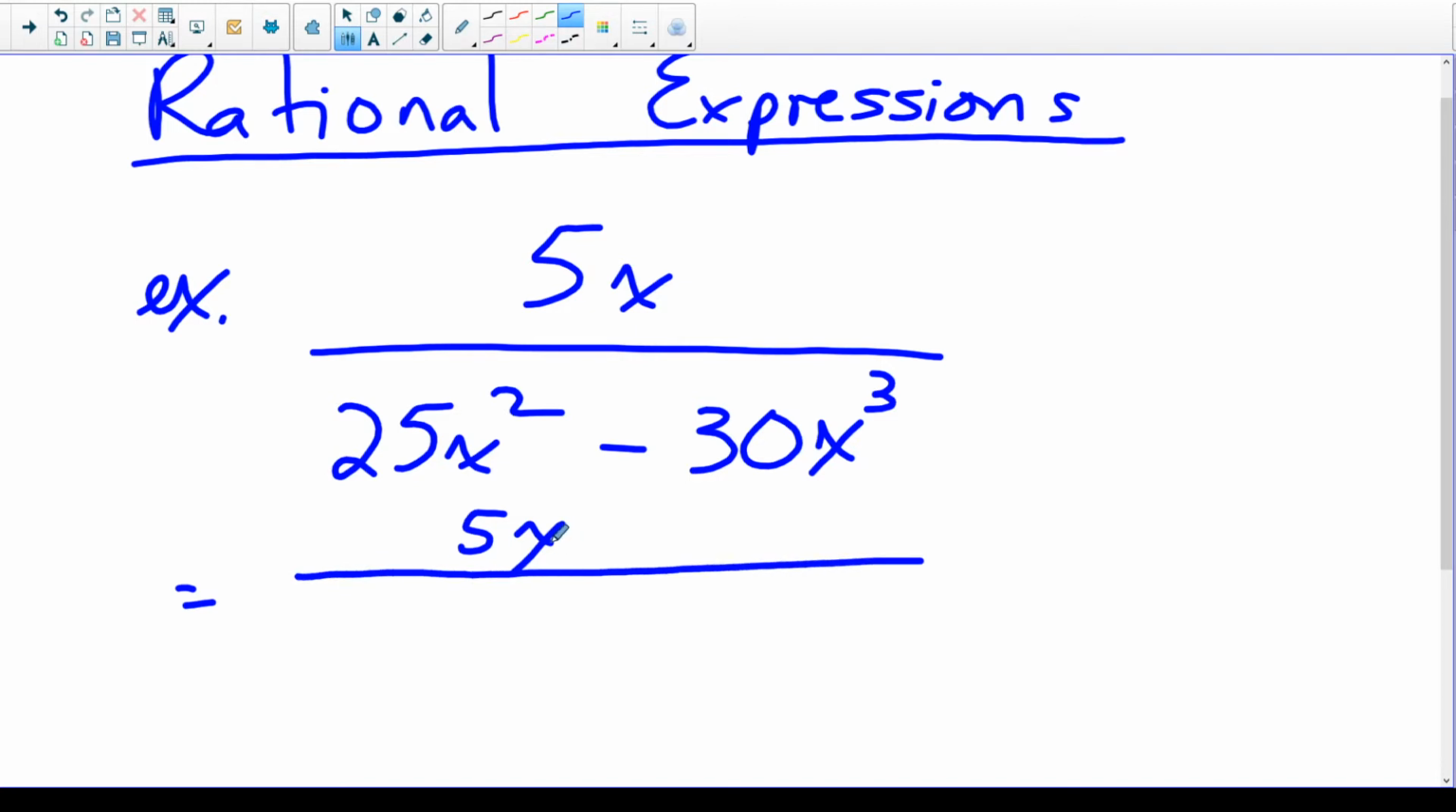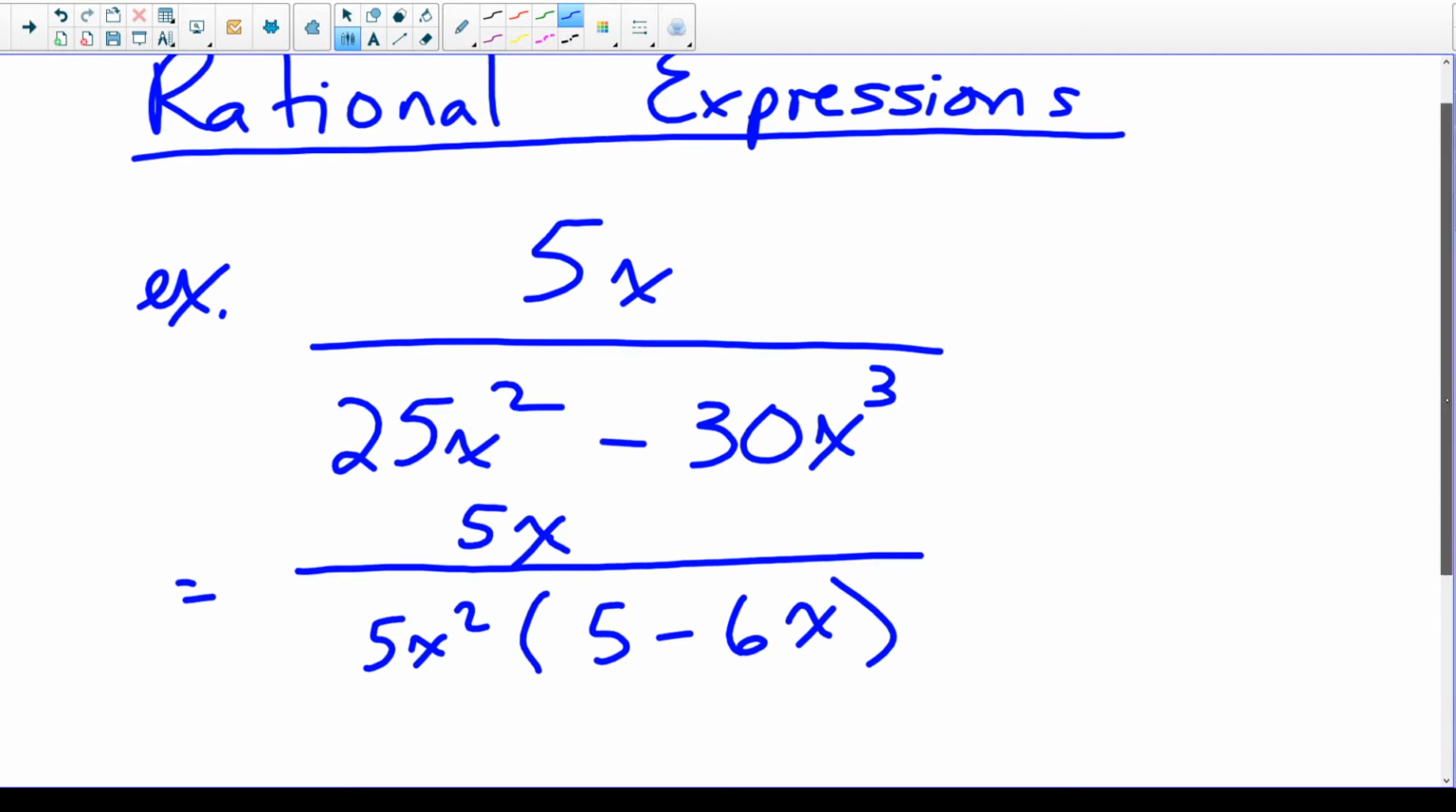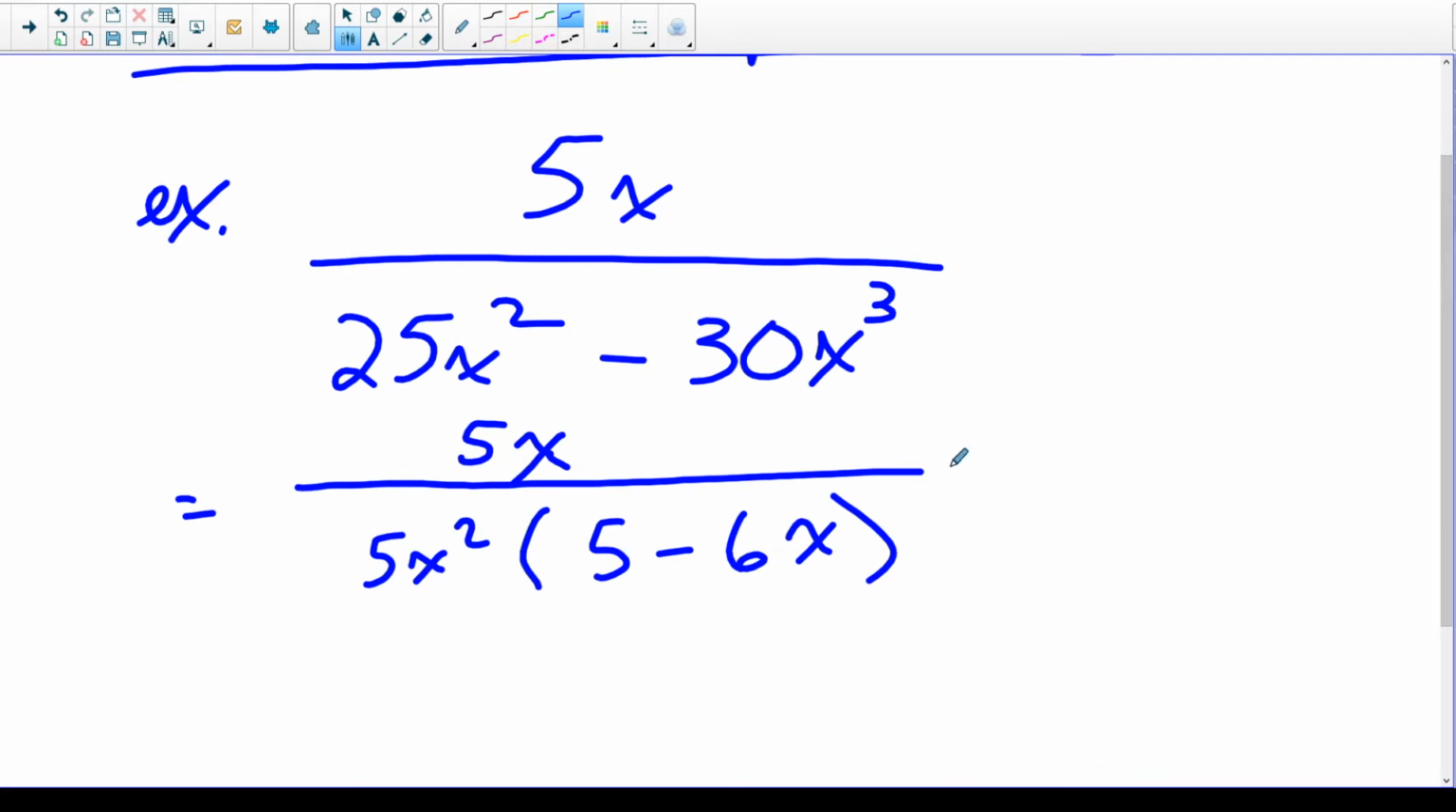Hopefully you can see that the denominator can have, I believe, 5x squared as the highest factor that can be factored out of those two, and that we'd be left with a 5 minus 6x, if I'm not mistaken. And now that we've factored that denominator into those two factors, we can now state our restrictions.